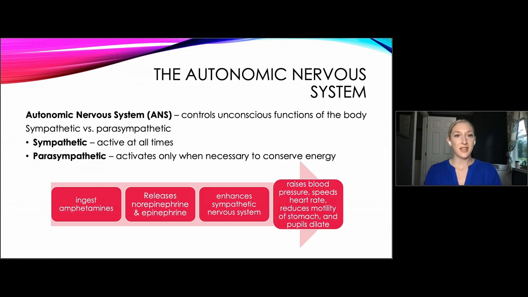So, an example here is how you would ingest amphetamines. The body then releases norepinephrine and epinephrine, which enhances the sympathetic nervous system, which then results in raised blood pressure, speeding up the heart rate, reduces motility of the stomach, and dilates the pupils.